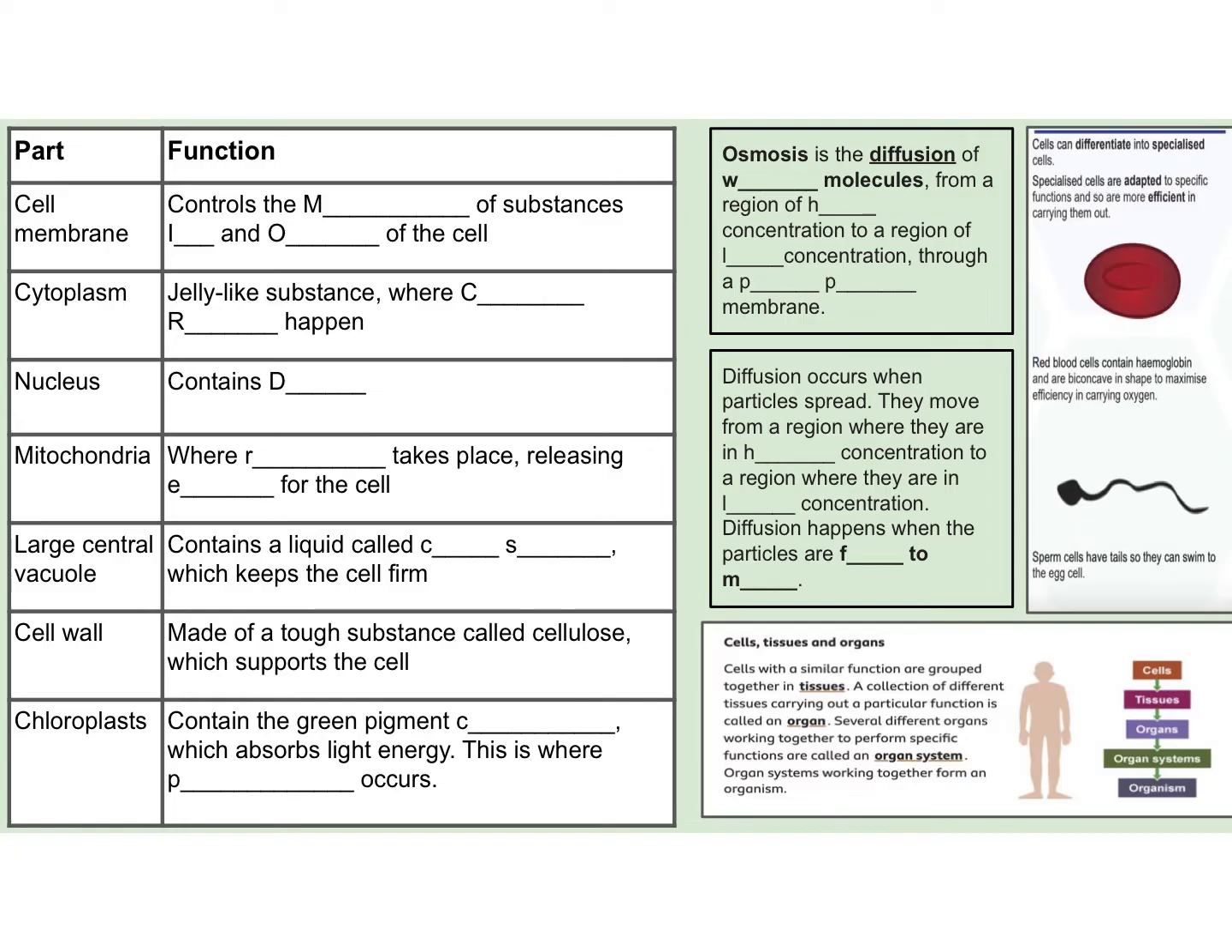So exactly like what we've just discussed now, functions of all the different parts of the cells, and then a little bit on osmosis and diffusion. There's a little bit down here on specialized cells and a little bit on cells, tissues and organs. So again, pause the slide and have a go.